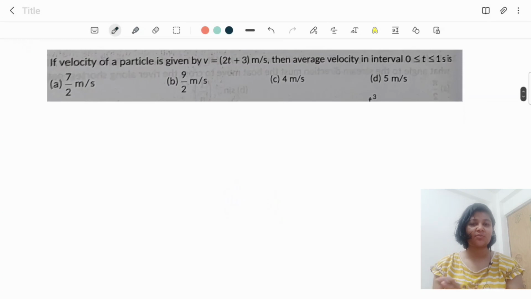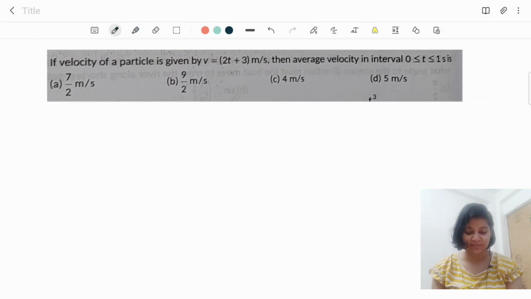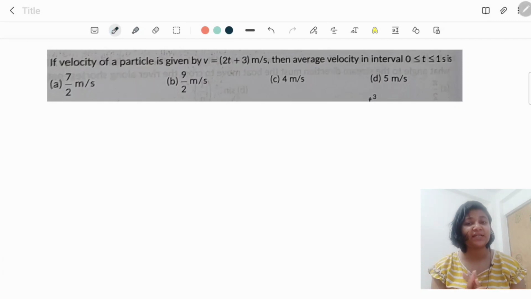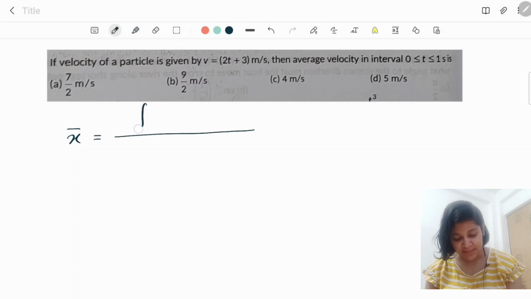Moving on to our next problem, we will learn how to find out the average of any quantity. The average of a quantity is defined using integration. Suppose we are to find out the average of x over a time period from 0 to t. Then we can define the average as the integral from 0 to t of x dt divided by t.